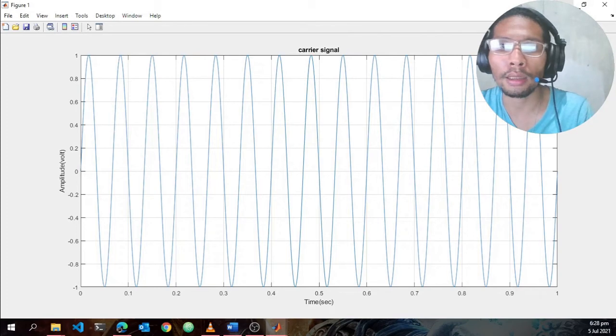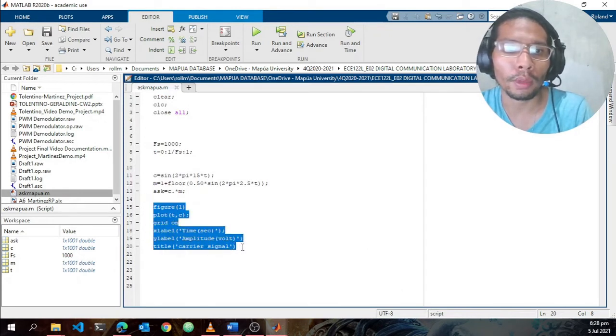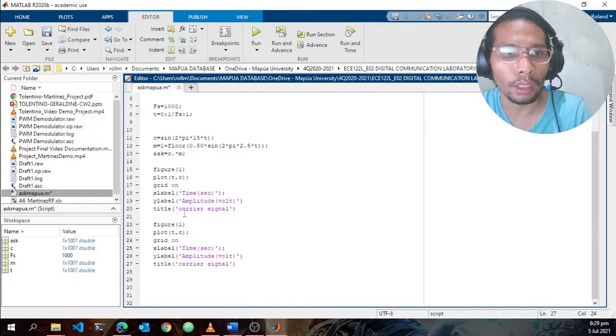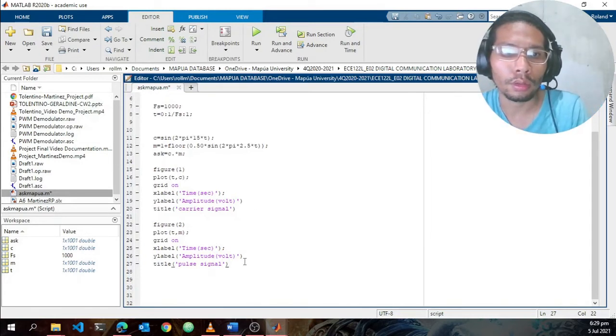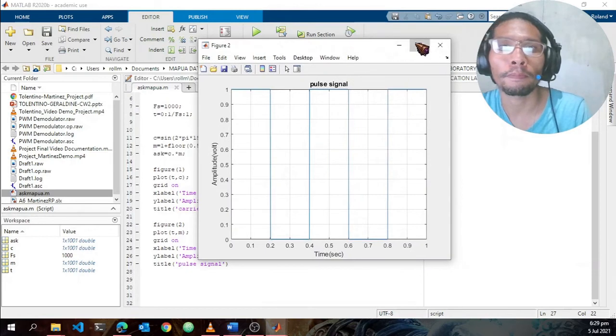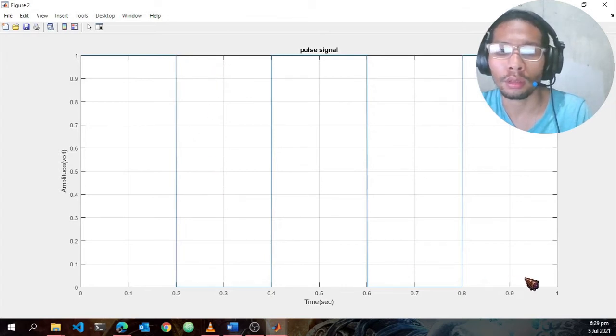We can add the pulse signal by adding additional plotting commands in the original function file. So copying this so that we can add figure 2 as the pulse signal, and changing the title and the plot parameter for T and M, and pulse signal for the title. So we can run the code again to see the output, which is figure 2. Figure 2 shows the square wave signal or the pulse signal with an amplitude of 1 for 1 second.